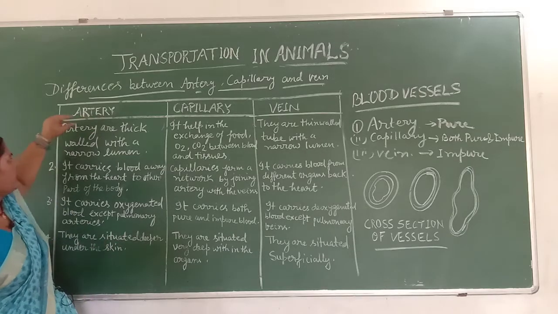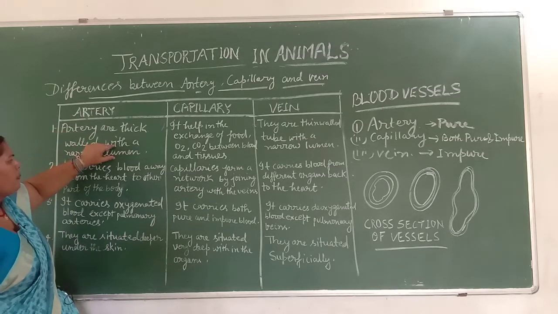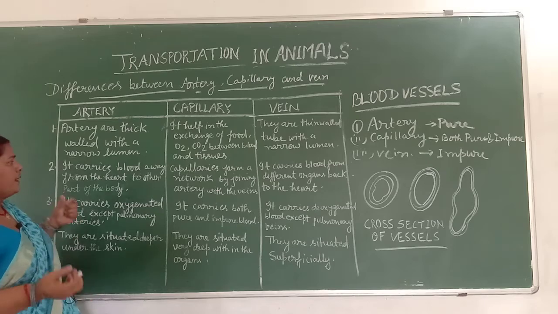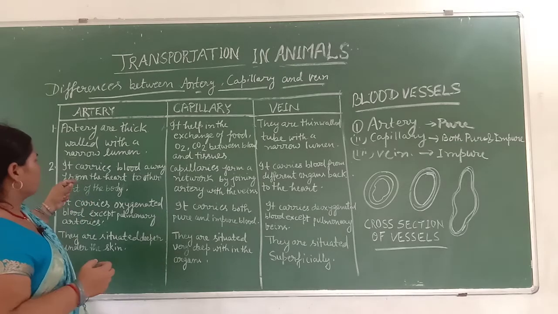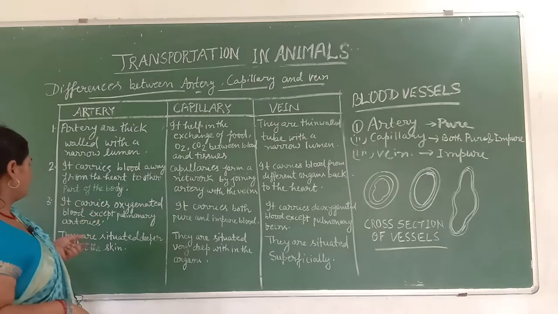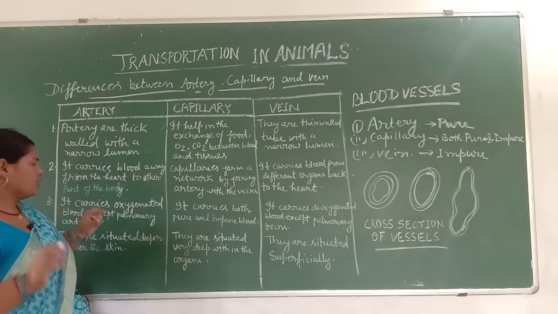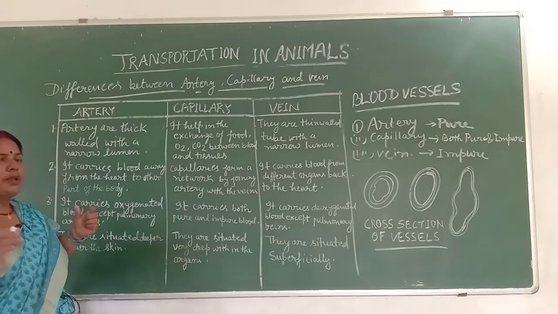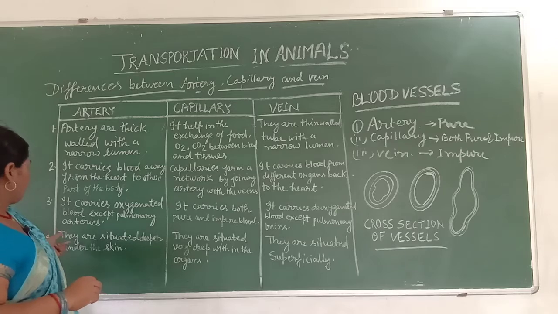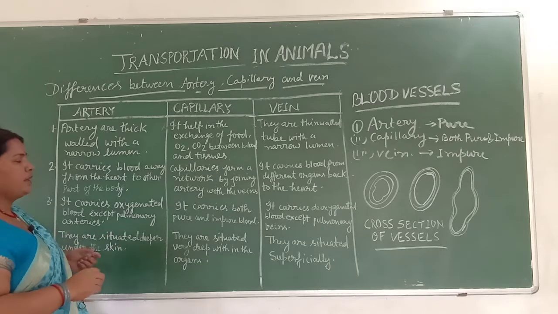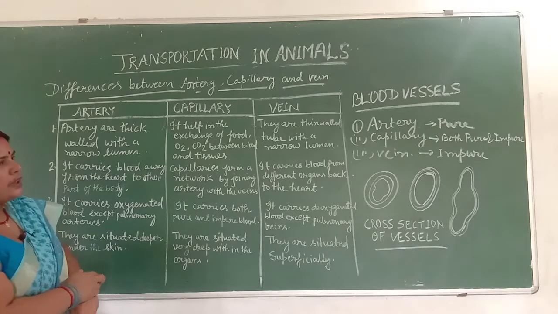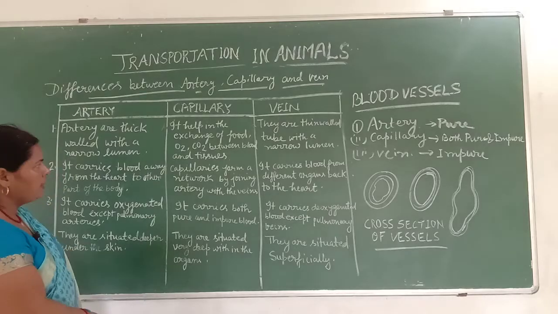Arteries are thick walled with a narrow lumen. Second, the artery carries blood from the heart to other parts of the body. Third, it carries oxygenated blood except in pulmonary arteries. And fourth, they are situated deeper under the skin.